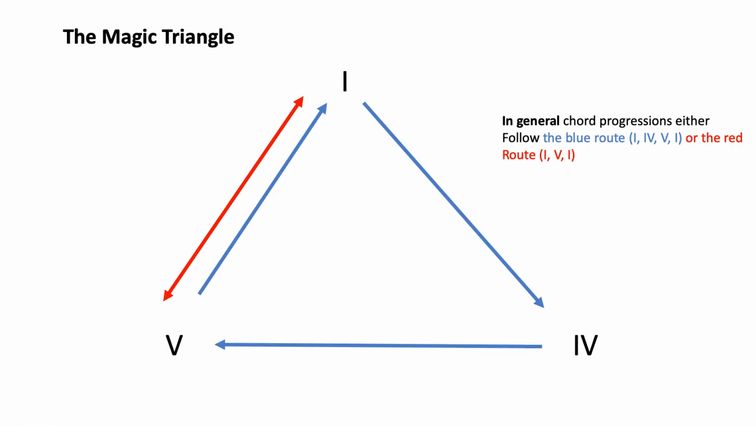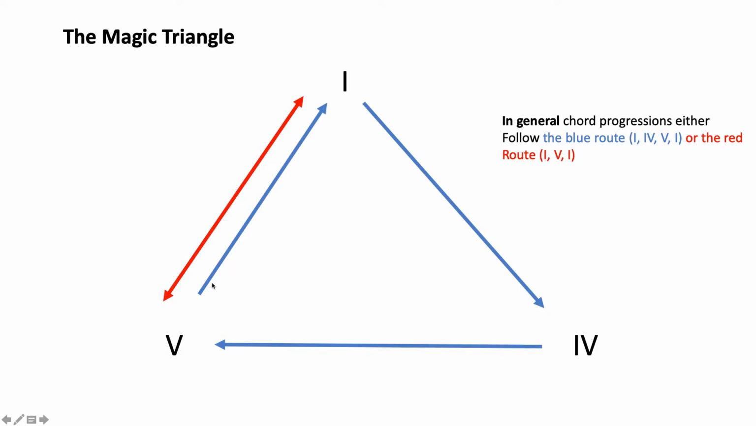So the important thing there is that we've got a kind of likelihood: once we're on a particular chord, we know more or less where it's likely to go. So if we're on the tonic, we're very, very likely to go to the subdominant or the dominant. If we're on the subdominant, we're very likely to go over to the dominant. And if we're on the dominant, you're very, very likely to go back to the tonic.